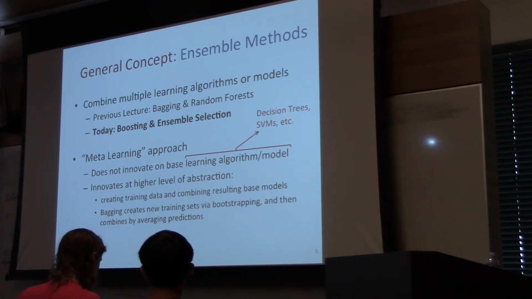And the basic idea to do that is you want to create some kind of new training data, right? If you create the new training data, then you could train a model for your base model class on that new training data, and then somehow you combine the results of the base models, typically by some sort of weighted average of their predictions. What bagging does, as we saw last lecture, is to create new training sets via bootstrapping, and then combines by just simply doing a uniform averaging over the predictions of the trained models over the bootstrapped training sets.